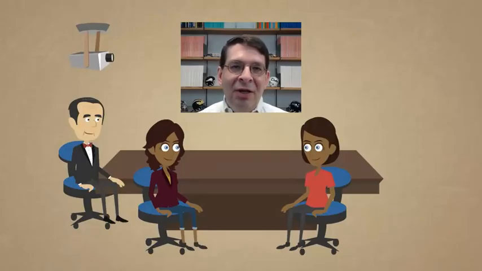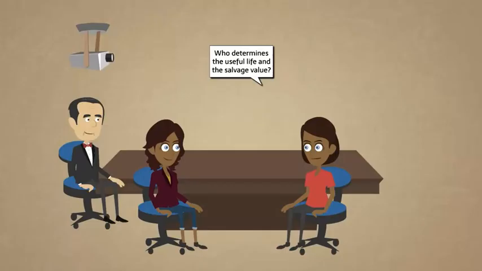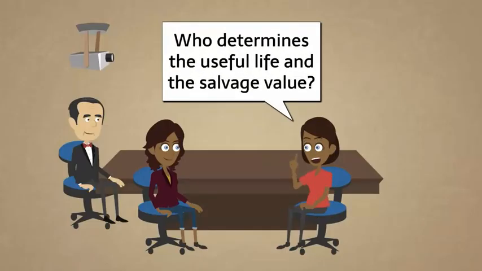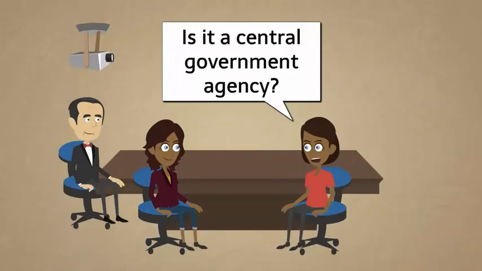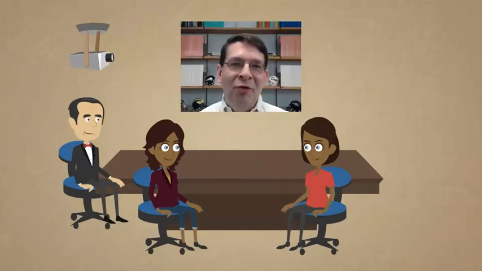If you use accelerated depreciation, then your earnings will be more volatile depending on whether you have a lot of new equipment, which has high depreciation, or a lot of equipment which is later in its life, which has much lower depreciation. Who determines the useful life and the salvage value? Is it a central government agency? No, for financial reporting purposes, there is no central government agency that dictates useful life and salvage value. Managers are supposed to choose the useful life based on how long they intend to use the asset, and then the salvage value will be a function of how long they intend to use it.